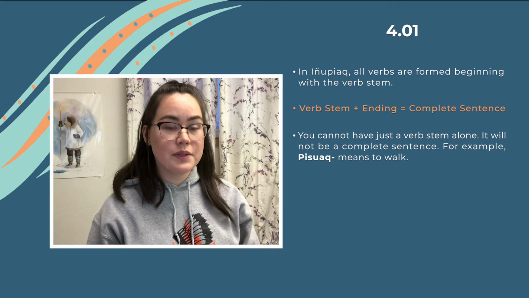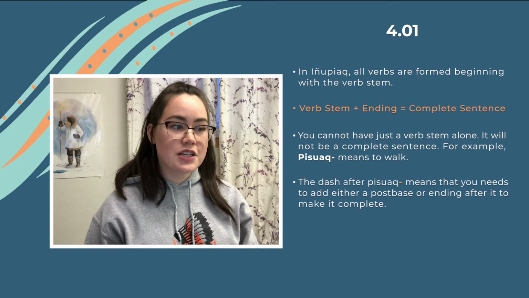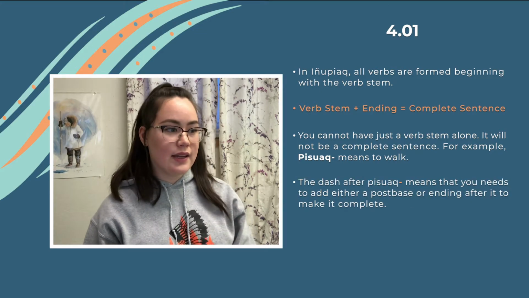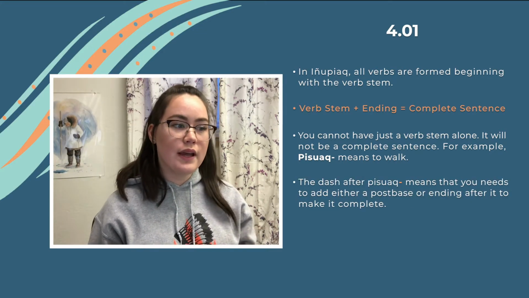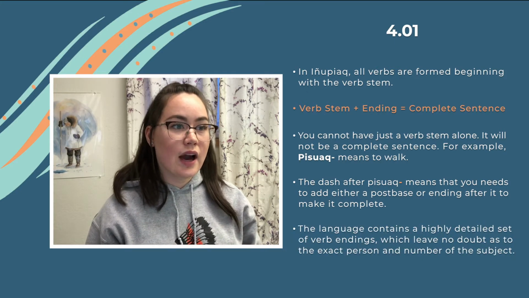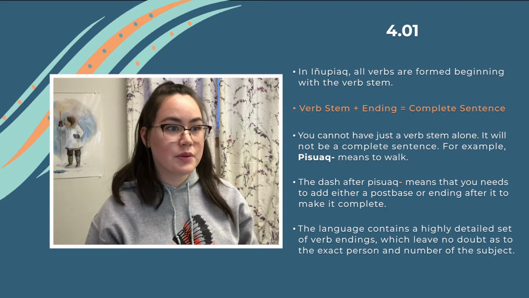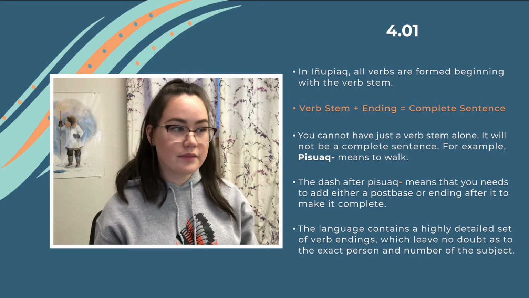For example, pisoak with a dash means to walk. The dash after pisoak means that you need to add either a postbase and ending or an ending after it to make it complete. The language contains a highly detailed set of verb endings which leave no doubt as to the exact person and number of the subject.